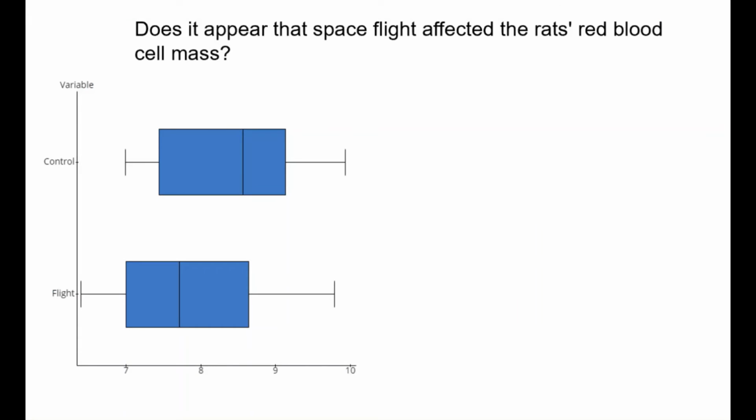Now let's answer the question. Does it appear that space flight affected the rat's red blood cell mass? We are asked to compare the two data sets, so what we need to do is look at the median for the control group and the flight group. The median for the flight group is lower than the median for the control group.